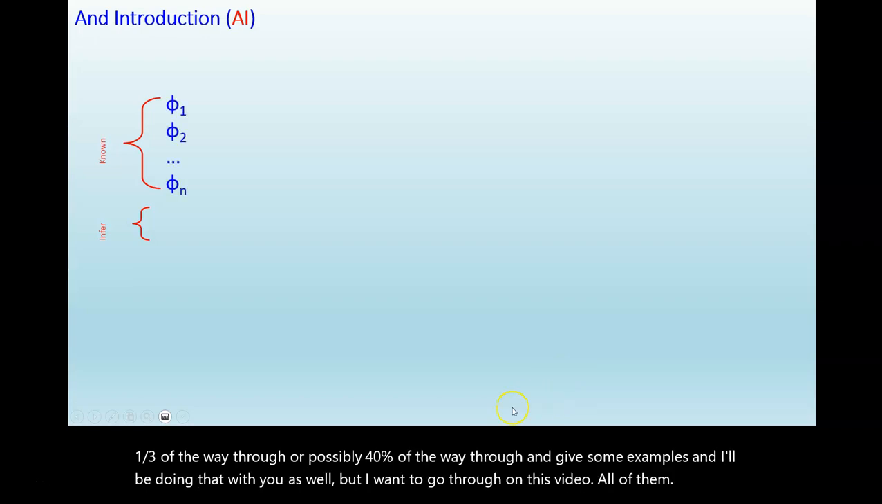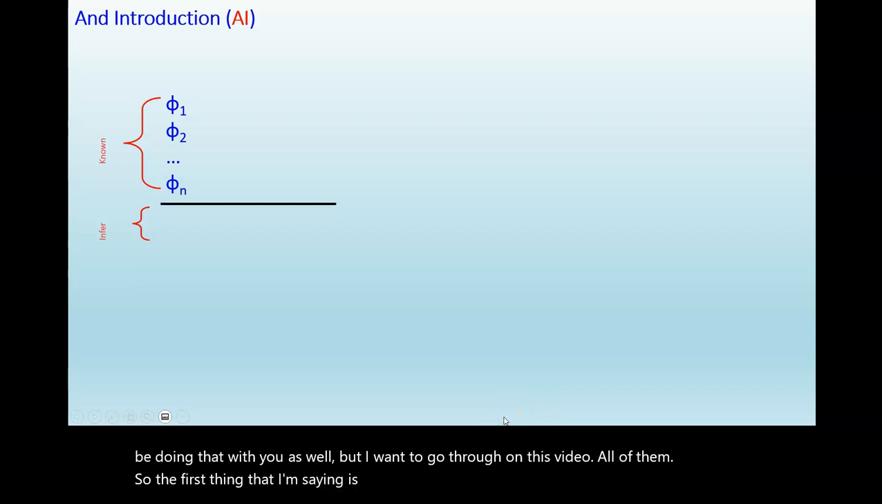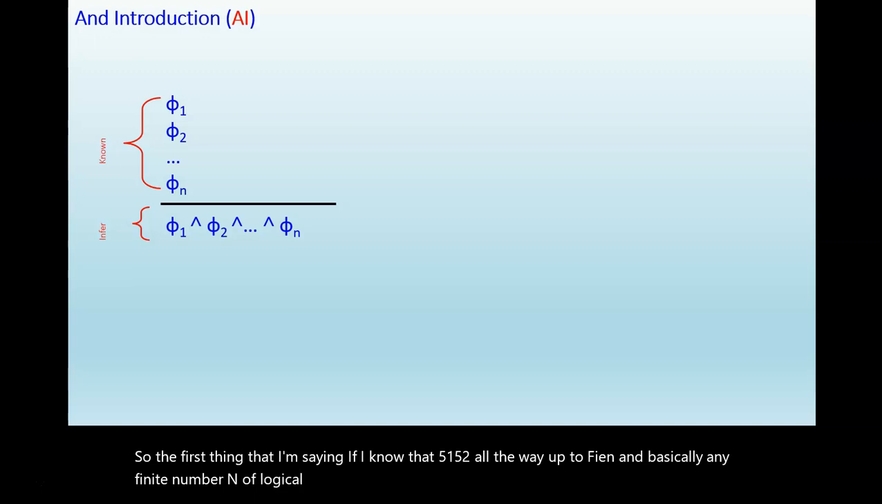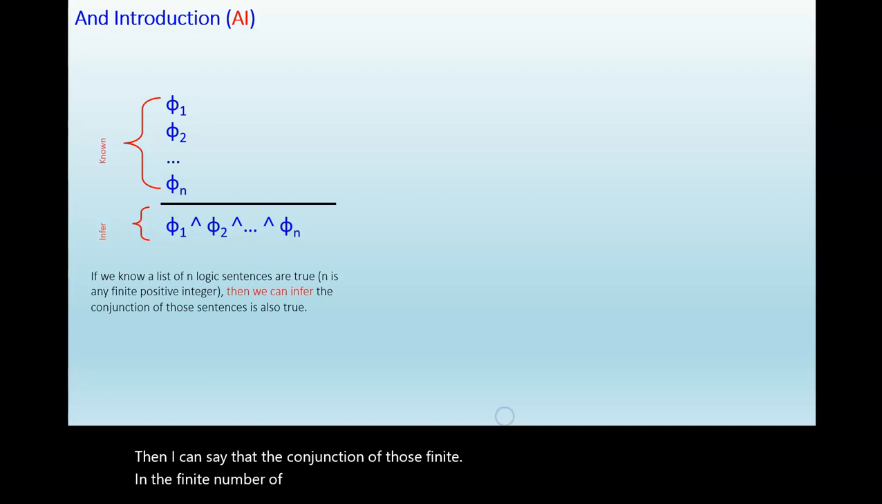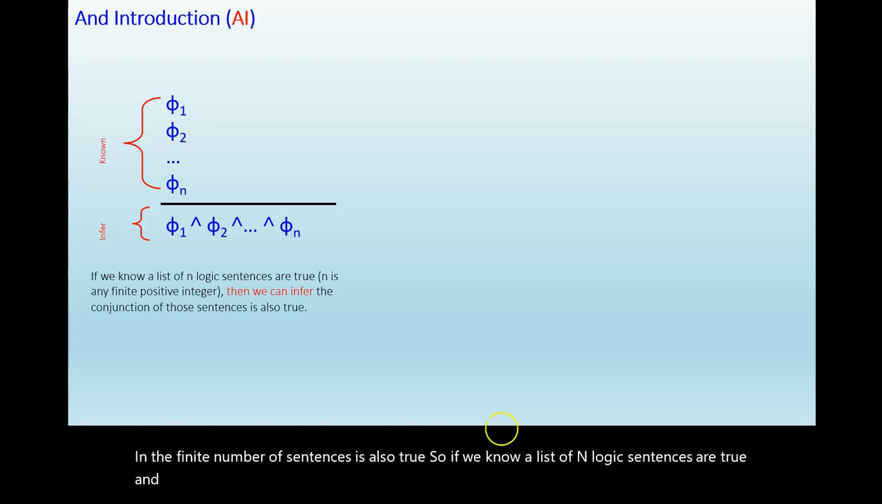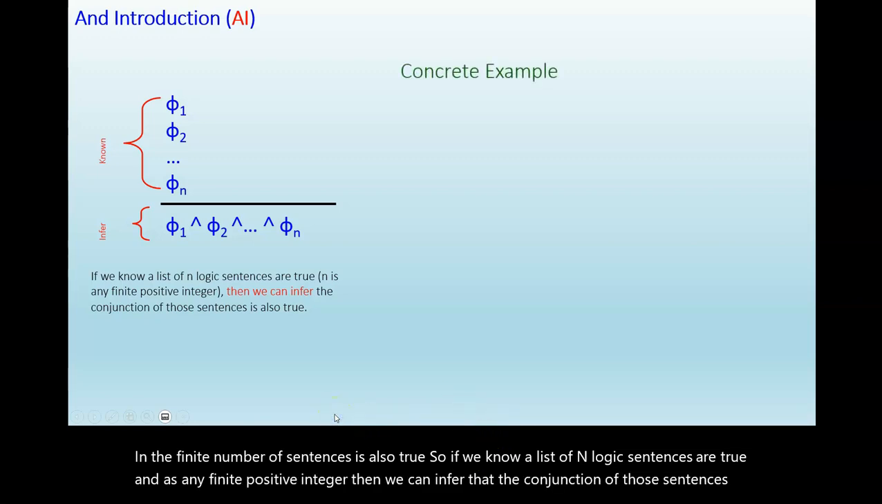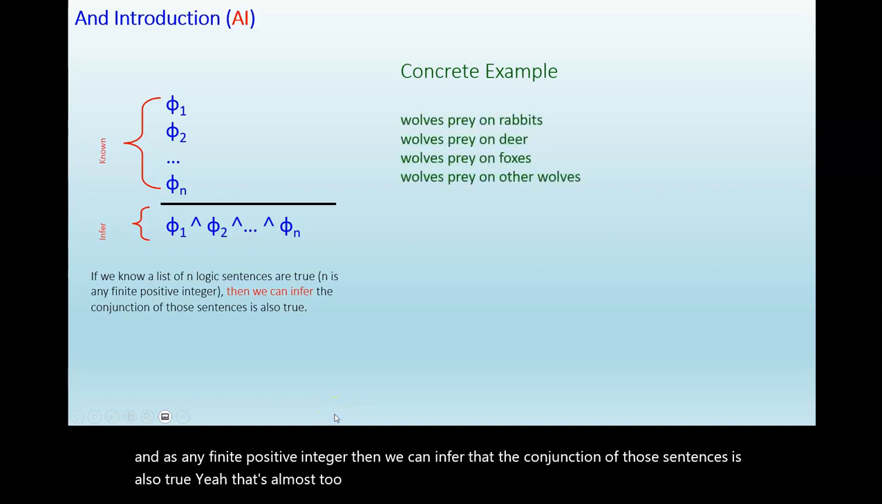So the first thing that I'm saying is, if I know that phi 1, phi 2, all the way up to phi n, and basically any finite number n of logical sentences are true, then I can say that the conjunction of those finite number of sentences is also true. So if we know a list of n logic sentences are true, and n is any finite positive integer, then we can infer that the conjunction of those sentences is also true. Yeah, that's almost too easy, but let me give an example.